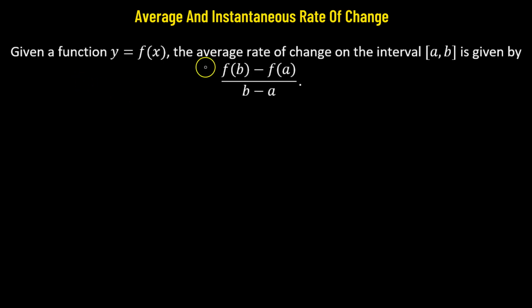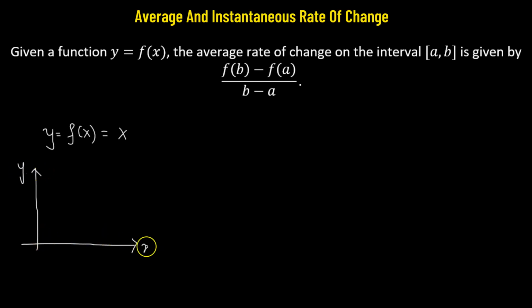In today's session, we will discuss average rate of change. Now, before coming to the formal definition, let us consider an example. Let's say y equals f of x, which is defined by the function x. If we try to sketch the graph of this particular function, this is a straight line which is going to pass through the origin and making an angle of 45 degrees with the x-axis.